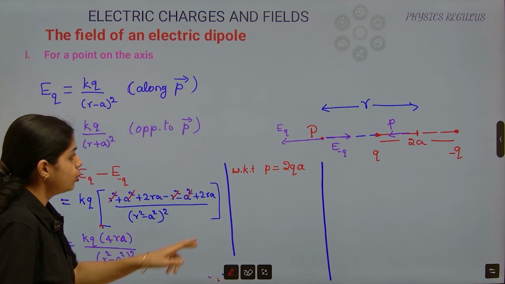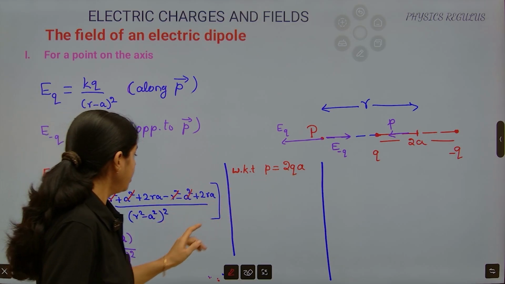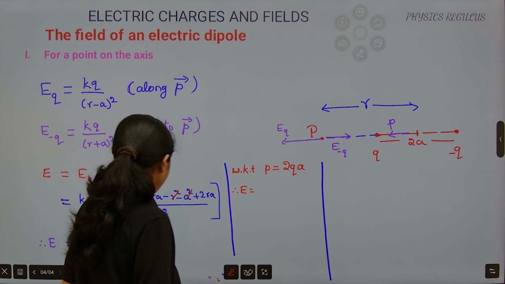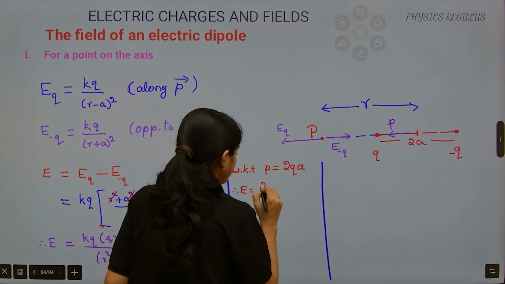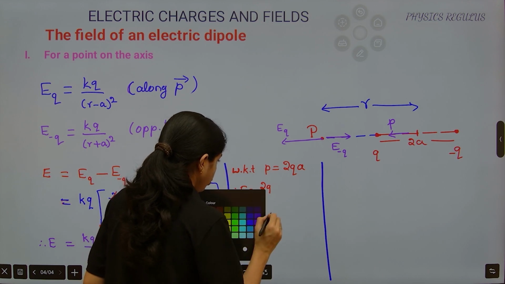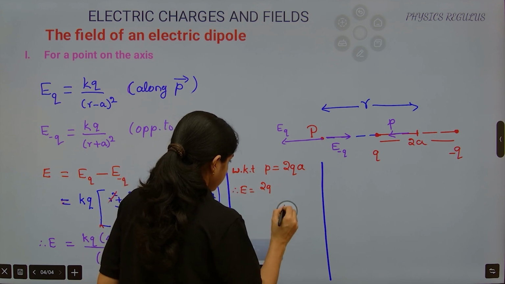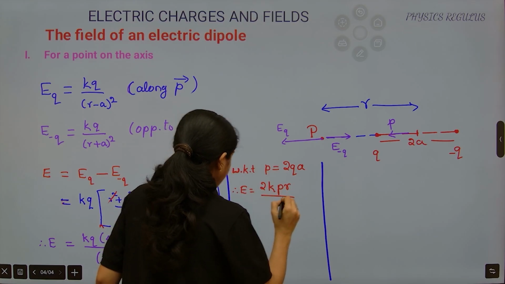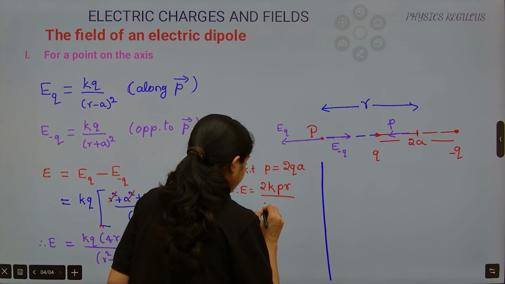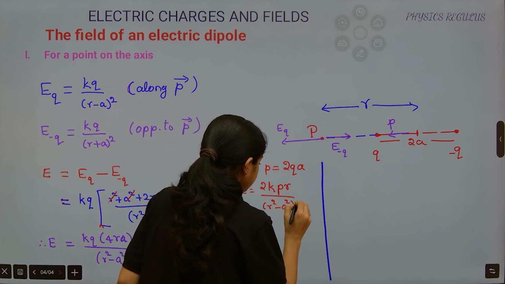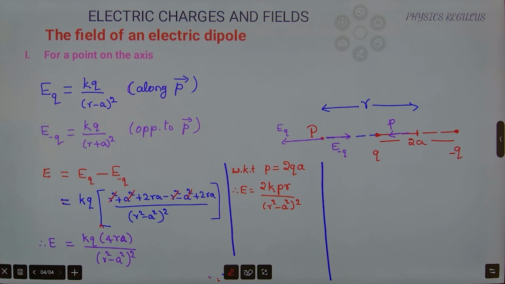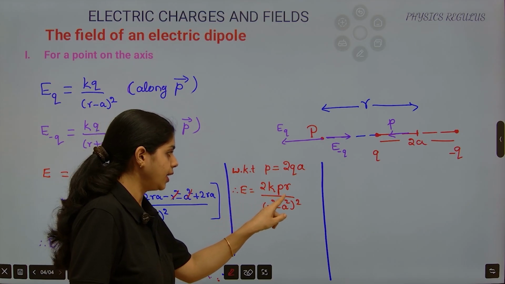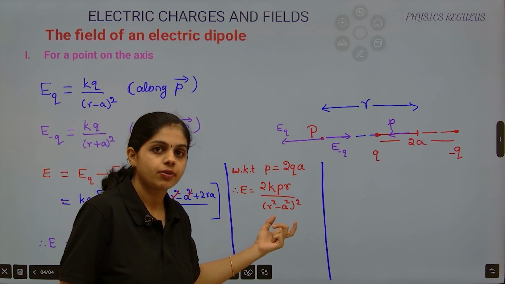Now replace 2QA by dipole moment P in this expression. You will get, therefore, E equal to 2KPR by (R square minus A square) whole square. When you replace 2QA by dipole moment P, you will get E as 2KPR by (R square minus A square) whole square.